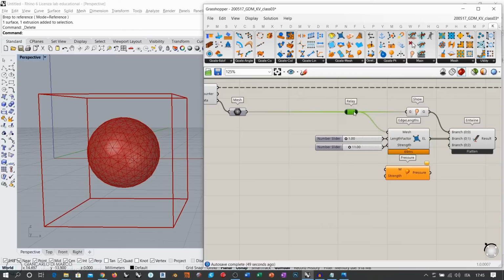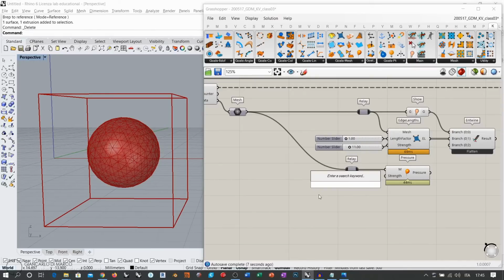So we want also this mesh to be subject to some pressure. I would say that this pressure could have a value, I don't know, between 0 and 5 eventually. It depends on the strength, the elastic strength that we are going to give to this object. So we have also pressure.